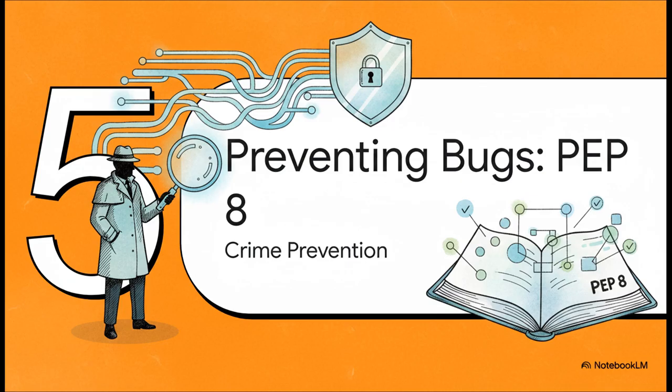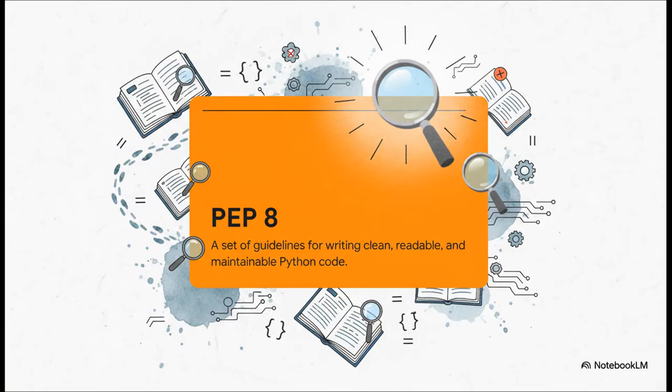So up until now, we've basically been crime fighters, right? We're solving bugs after they've already happened. But the best detectives also know a thing or two about crime prevention. In the coding world, that means writing code that's clean, predictable, and easy to read. And for Python programmers, our rulebook for that is called PEP 8. So what is PEP 8? Think of it as the official style guide for Python. It covers all the little things, like how to name your variables, where to put spaces, that kind of stuff.